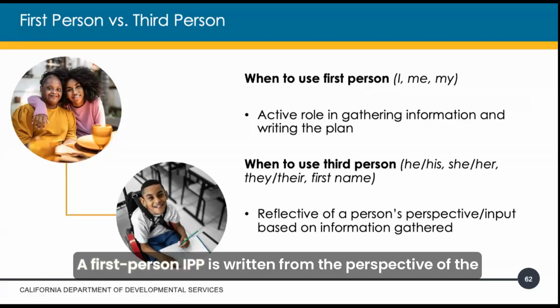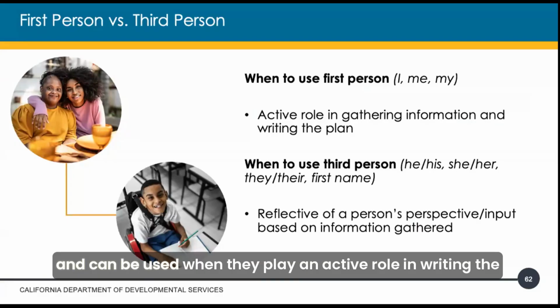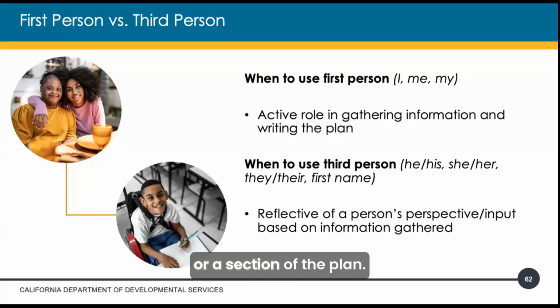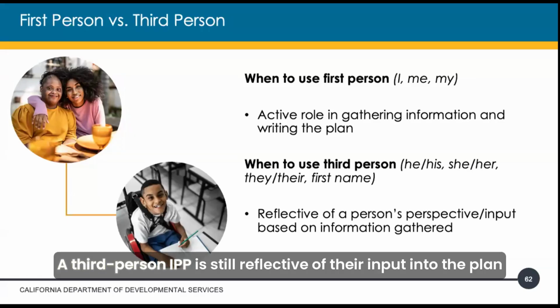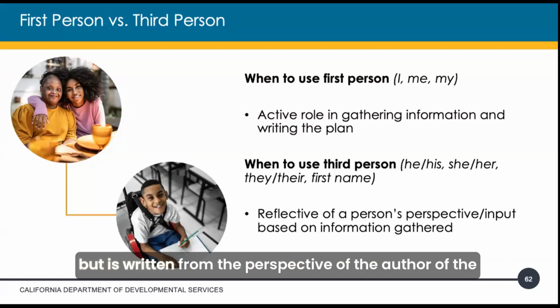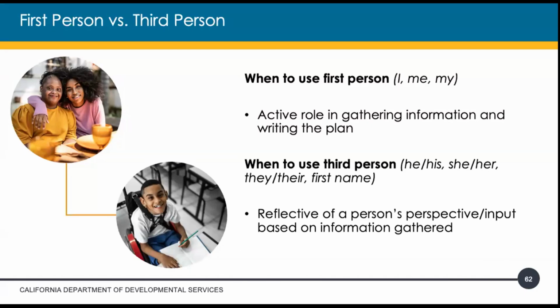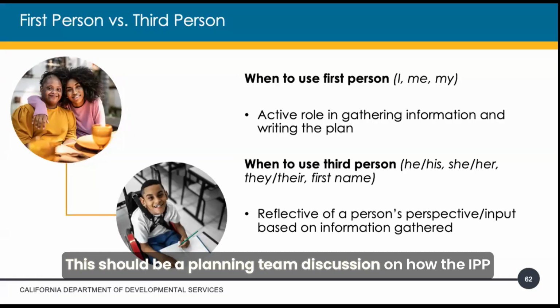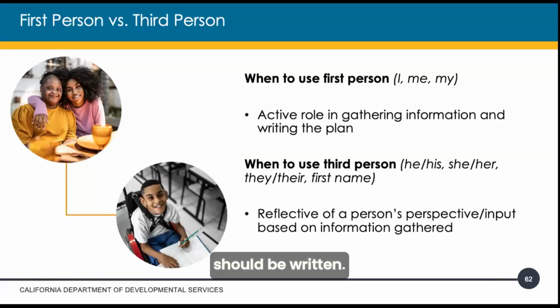A first person IPP is written from the perspective of the person and can be used when they play an active role in writing the plan or a section of the plan. A third person IPP is still reflective of their input into the plan, but is written from the perspective of the author of the document. This should be a planning team discussion on how the IPP should be written.